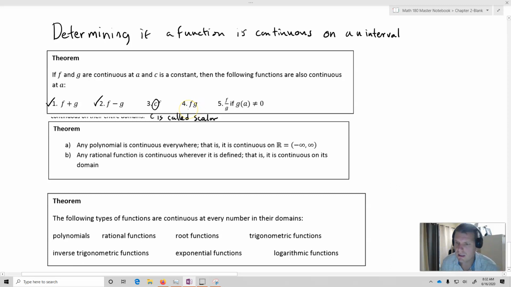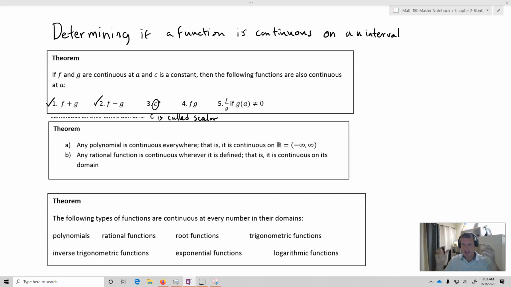f times g, so multiplying the two functions together, is going to make it continuous. And f divided by g, if g of a does not equal 0. So if we know that the function doesn't equal 0 at a certain point. Great, that's actually going to end up being really important.